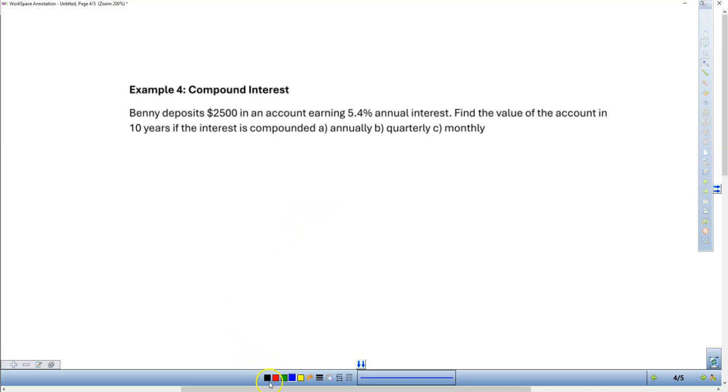All right, so let's go ahead and apply this. So we can use our exponential function here. We're going to have Benny. He's going to deposit $2,500 in an account earning 5.4% annual interest. And how much is going to be in his account in 10 years if we compound annually versus quarterly versus monthly? So the big thing, of course, to keep in mind is that compound interest formula. So P times 1 plus r over n raised to the power of n times t. So this is going to be the thing we're going to need to use.